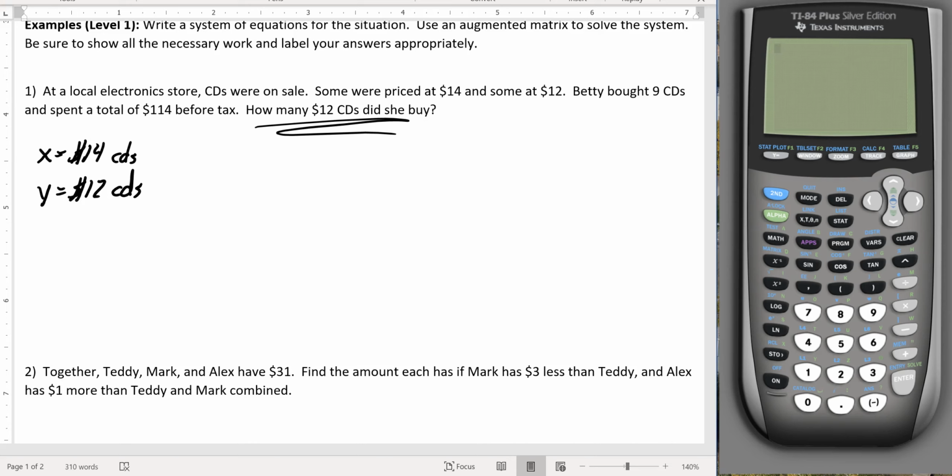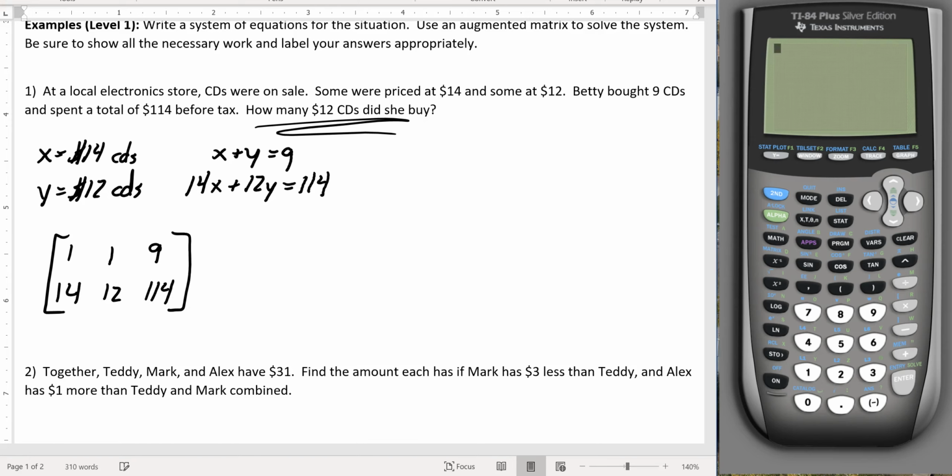So let's make some equations. Betty bought 9, so if I add X and Y, I should get 9. And she spent $114 before tax. So for every X, she spent 14. For every Y, she spent 12. Equals 114. Beautiful. So from here, we can create a matrix. That would be 1, 1, 9, 14, 12, 114. And we can RREF it.